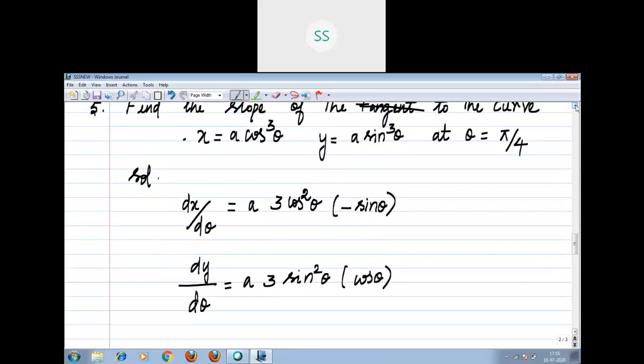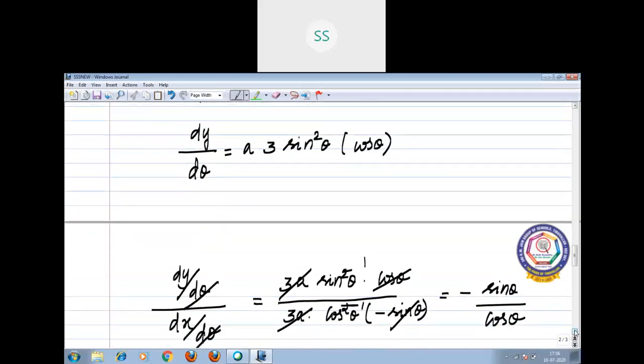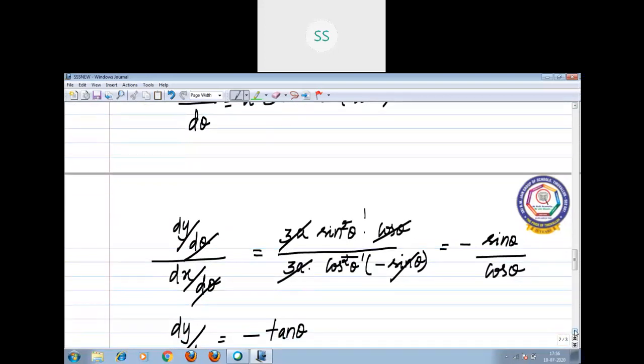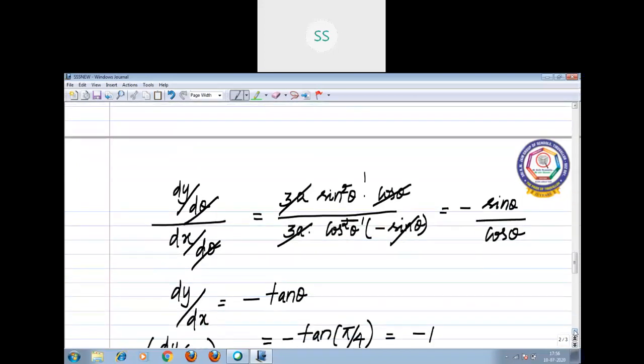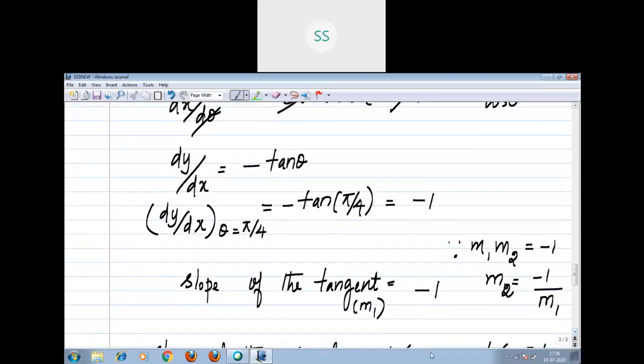The same way dy by d theta. But what is our slope of the tangent? Slope of the tangent is dy by dx. For that purpose, you are dividing dy by d theta divided by dx by d theta, which is equal to minus sine theta by cos theta, that is tan theta, dy by dx. This is your slope of the tangent. You are substituting theta is equal to pi by 4. You arrive at the result as minus 1. Slope of the tangent equal to minus 1.